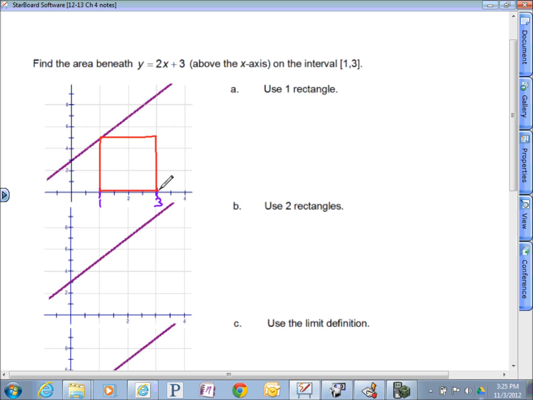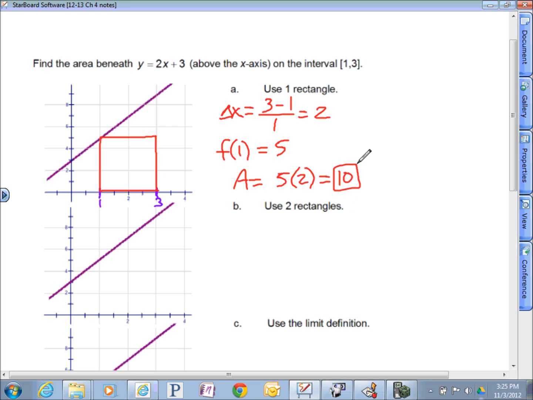Is that going to do a good job estimating the area under the curve? No, it's going to be way too small. But if I did one rectangle, what's my change in x? What's my width? 3 minus 1 divided by one rectangle says that rectangle is 2 units wide. How tall is that rectangle? We're going to use the left endpoint. Well, that left endpoint is 1. So what is f of 1? 2 times 1 is 2, plus 3 is 5. If I want this area, I take f of the left endpoint and multiply it by 2, and I get 10.